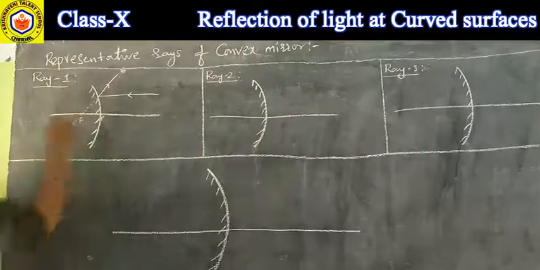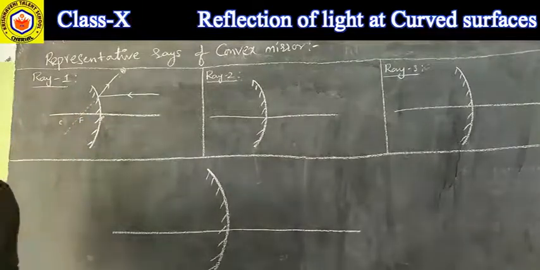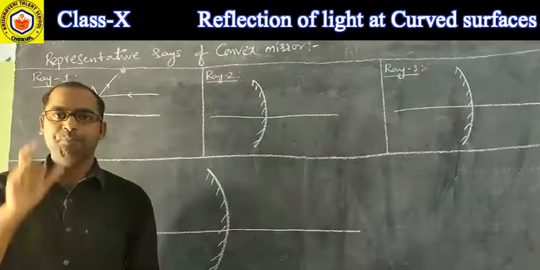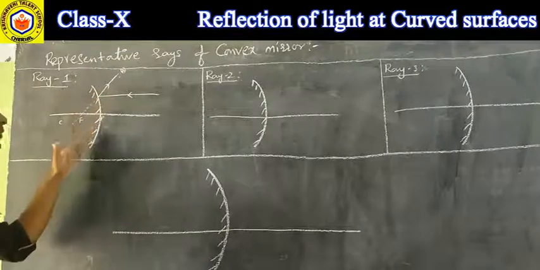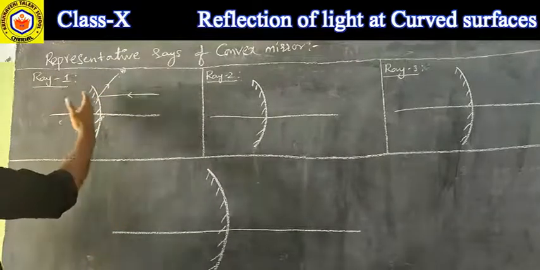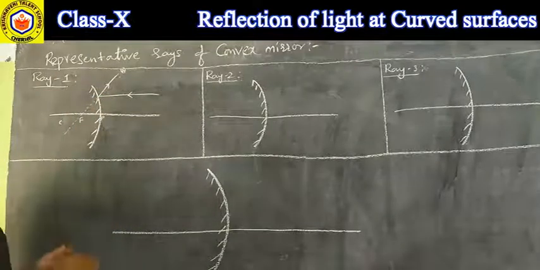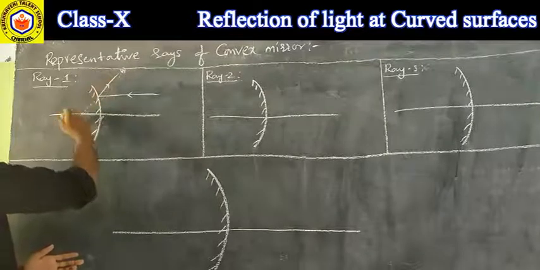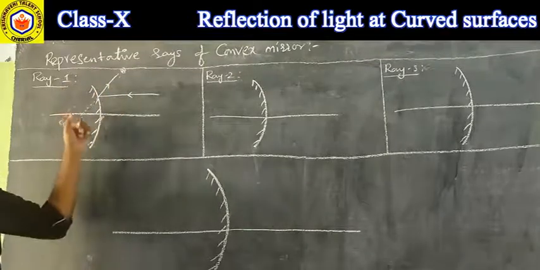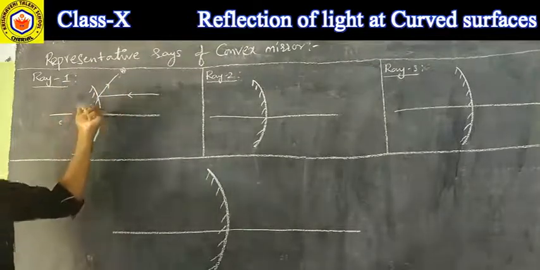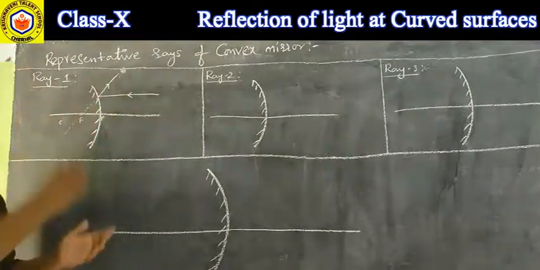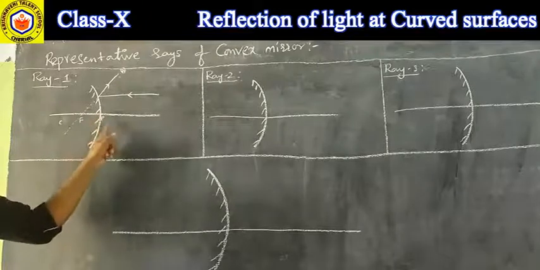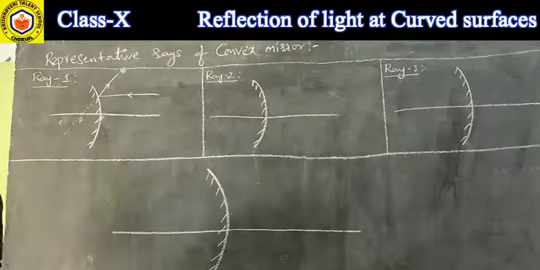So this is ray 1, the representative ray 1 in case of convex mirror. When the parallel ray gets incident on the convex mirror, after reflection the ray appears to be coming from the focus, or the ray appears to be passing through the focus. So this is ray 1 in case of convex mirror.